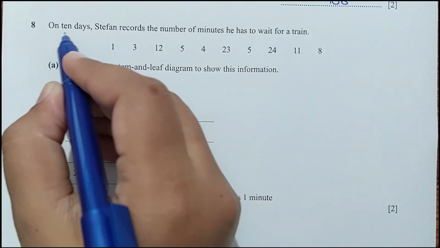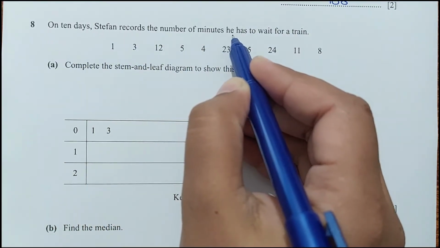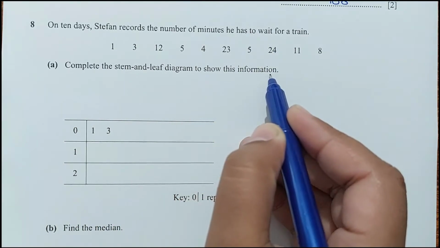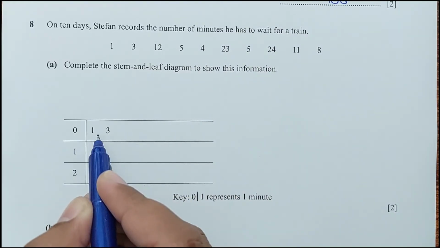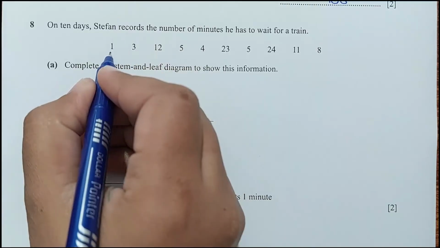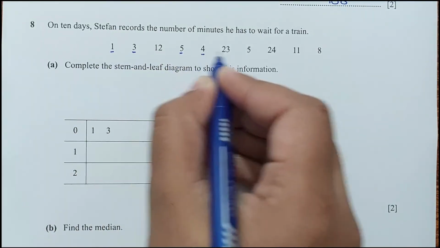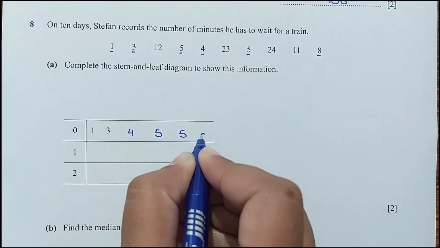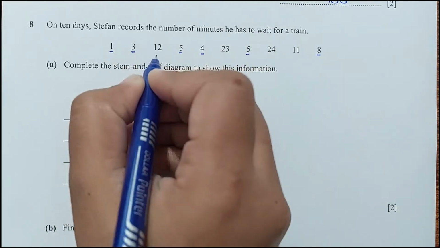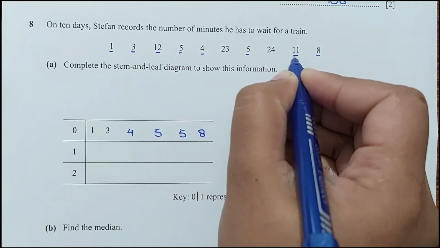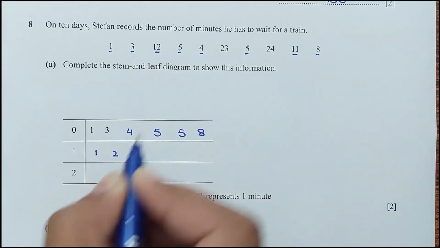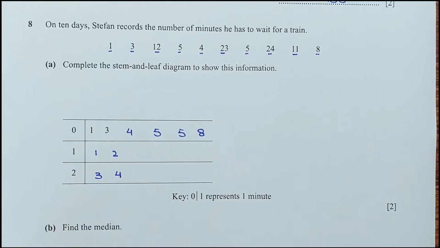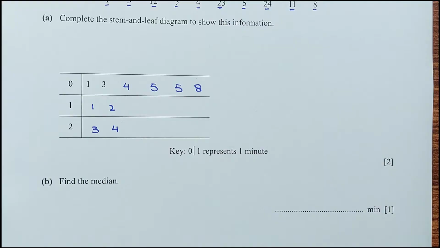Question number 8. On 10 days, Stephen records the number of minutes he has to wait for the train. Part A, complete the stem-and-leaf diagram to show this information. Now for 0, we have 1, 3, 1, 3, 5, 4, 5 and 8. So the leaves are 4, 5, 5 and 8. With 1, we have 12 and 11, so 1 and 2. And with 2, we have 23 and 24, so 3 and 4. Now for part B, find the median.